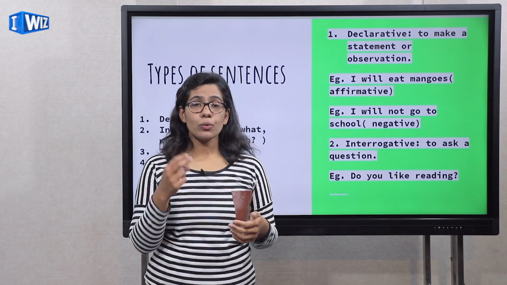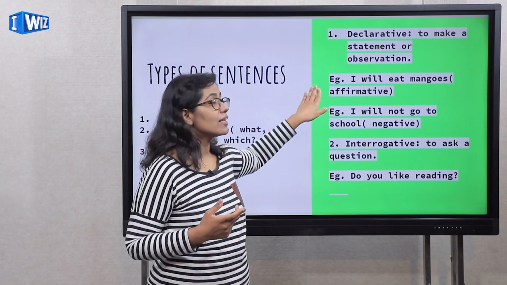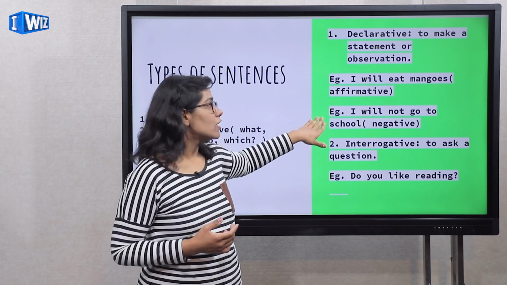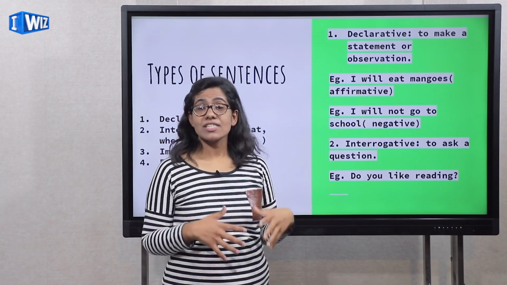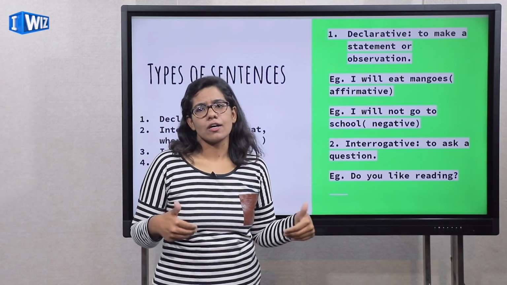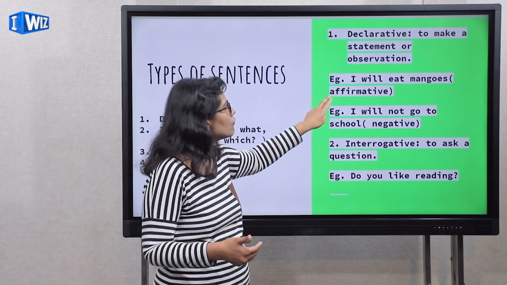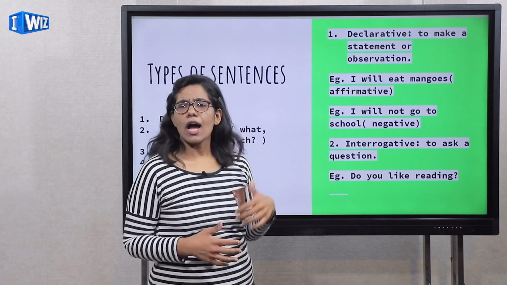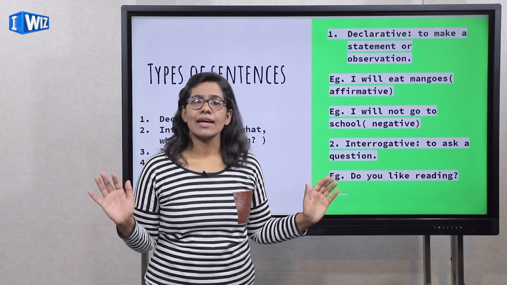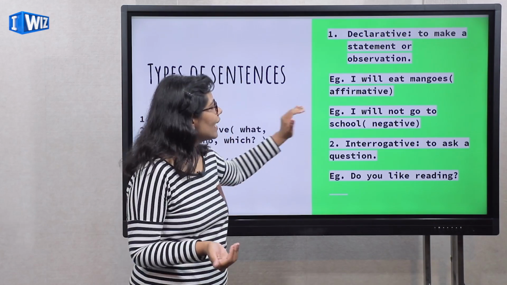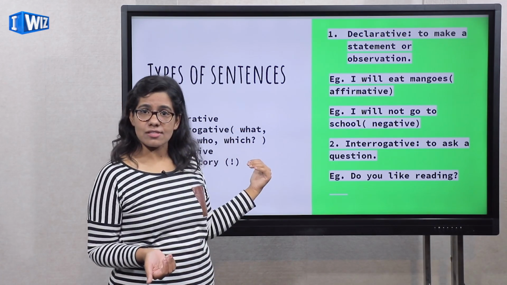Like I said, you can have 2 kinds of declarations, either positive or negative. I will eat mangoes is an affirmative, a positive declaration, right? So it's an affirmative sentence. I will not go to school. I will not study. It's negative, right? So it will come under negative declarative sentences.